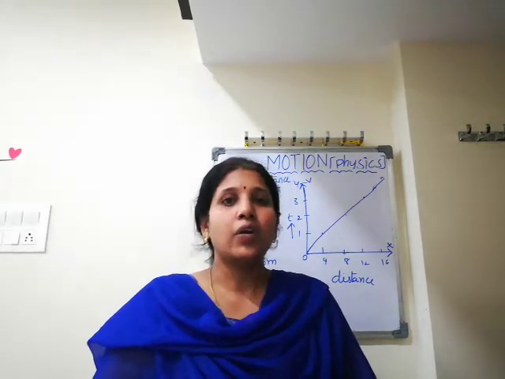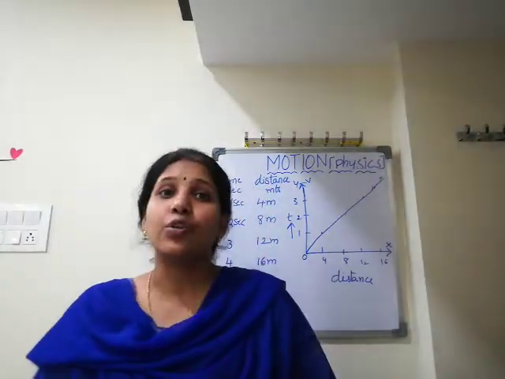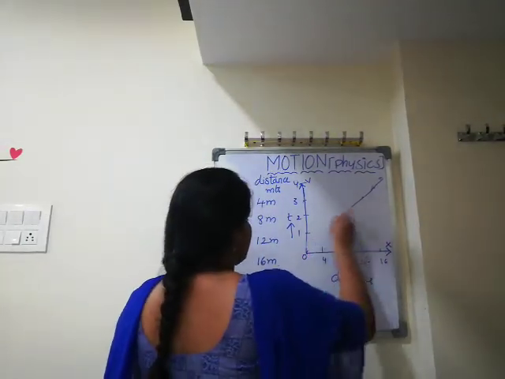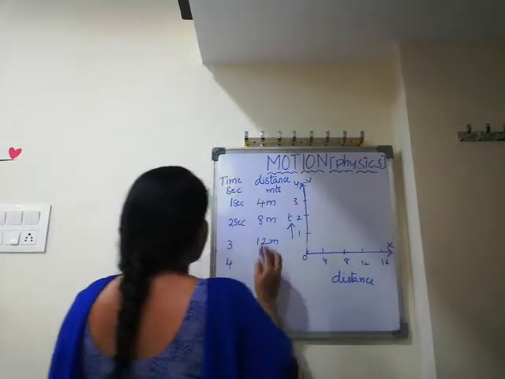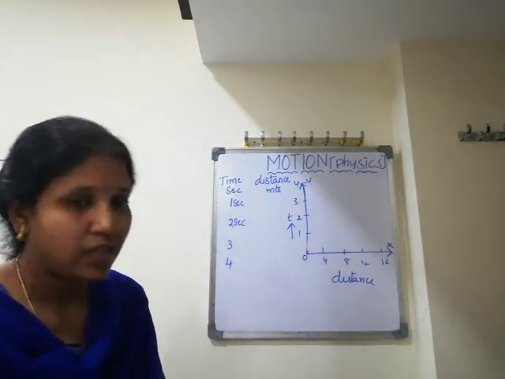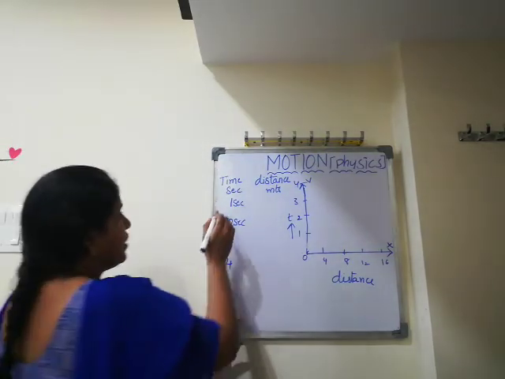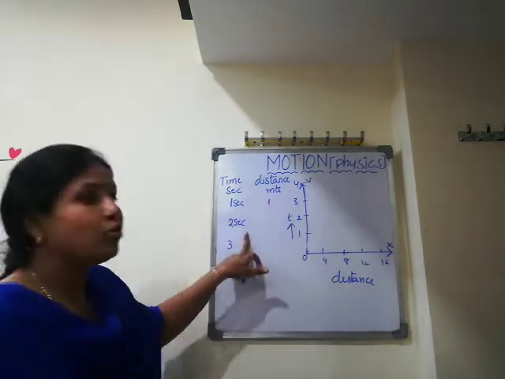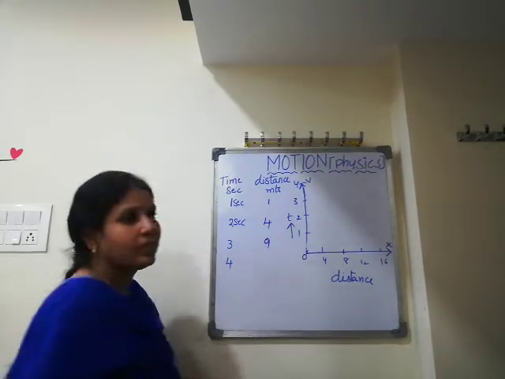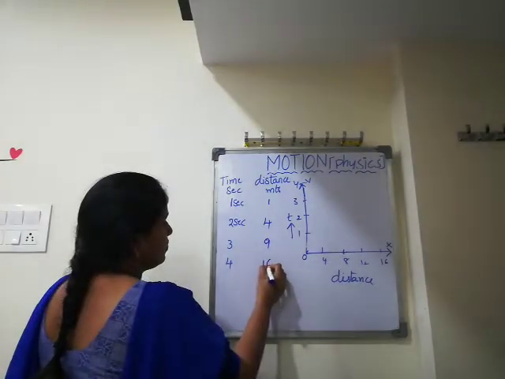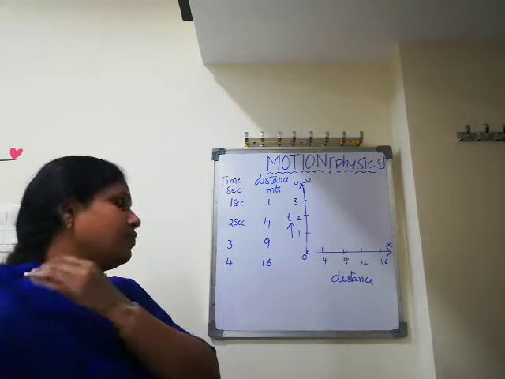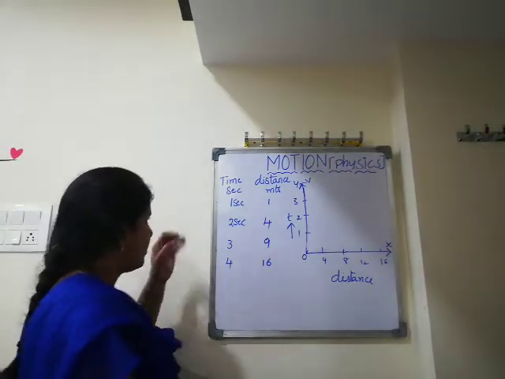Clear, children? Now we are going to discuss the shape of the graph for non-uniform motion. Same x-axis, y-axis, time. We discussed non-uniform motion in the last class also. At 0 seconds, distance travelled is 0. At 1 second, 1. At 2 seconds, the distance travelled is 4 meters, then 9 meters, and the last one is 60. Clear, children? Now, draw the graph.